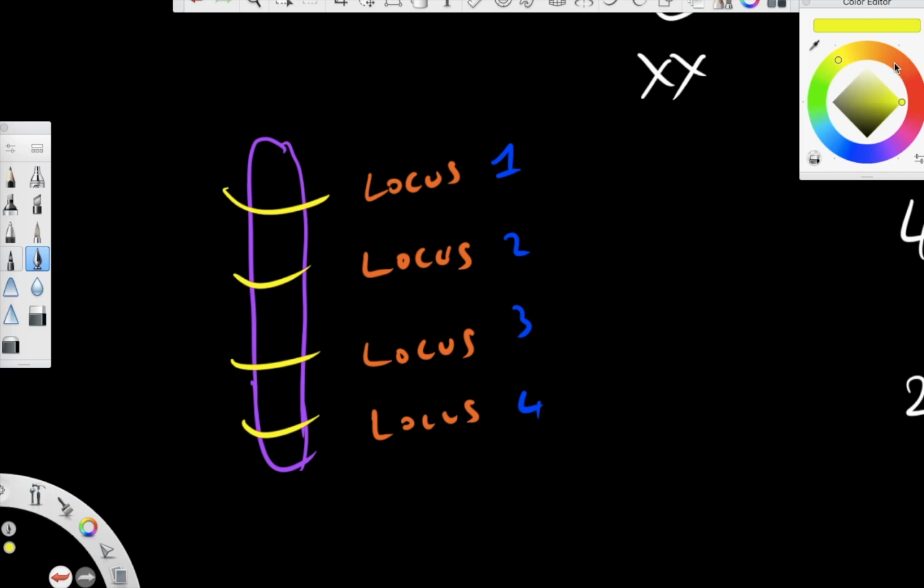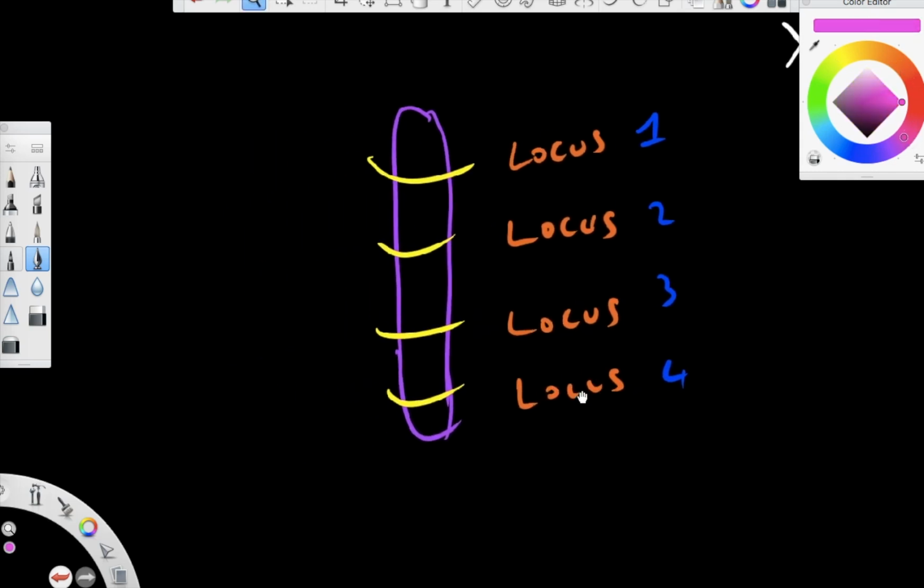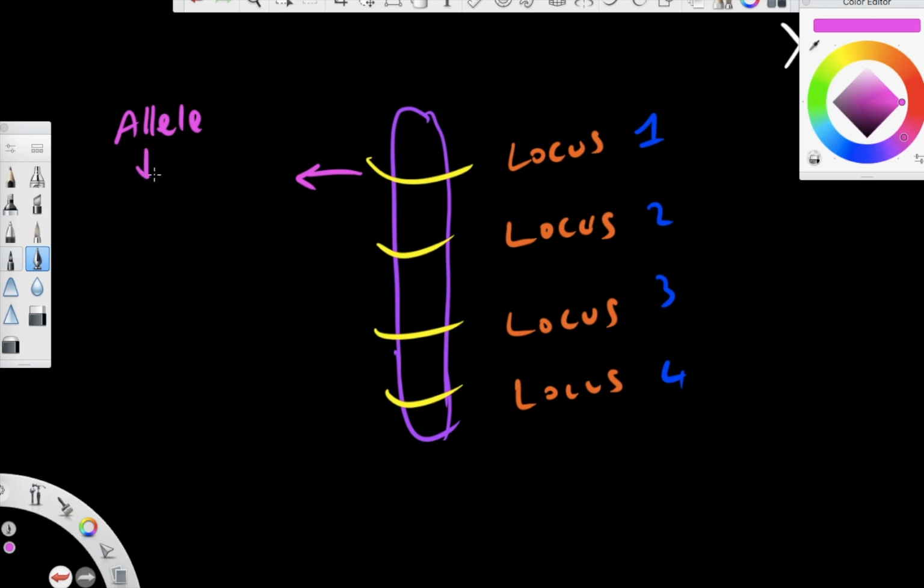So let's just say, let's use this color, at locus 1, there's an allele that specifies for a gene, because an allele is an alternative version of a gene, and the genes would specify for a trait. And this trait, for our example, since we're doing pedigrees here, would be our trait of concern. So if you remember, our original trait of concern would be the white hair color, right? So this trait could be the white hair color.